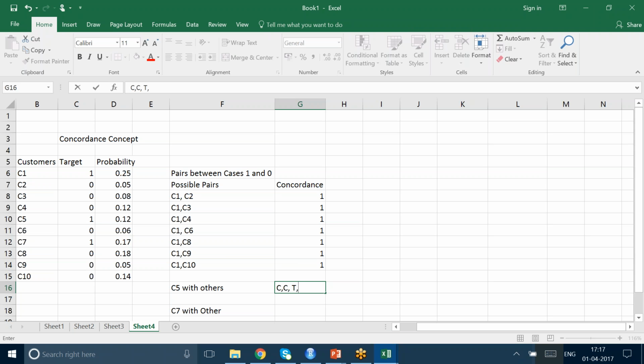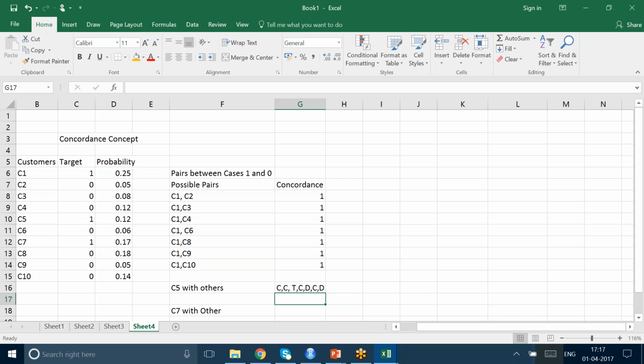C5 with C6 is concordant. C5 with C7, no, it is a discordant. C5 with C9, C5 is 0.12, C9 is 0.05, it is concordant. And no. So there are two cases of discordant.